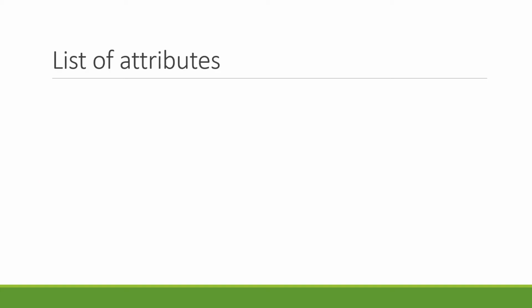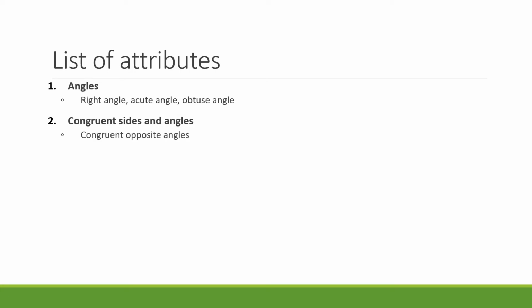So here's a list of attributes that we can think of for given quadrilaterals. For one, we can talk about angles. So we can have a right angle, acute angle, obtuse angle, just like what we did with triangles. We can also talk about having congruent sides and angles. So you can have congruent opposite angles. You can have congruent adjacent sides. You can have congruent opposite sides, and so on.